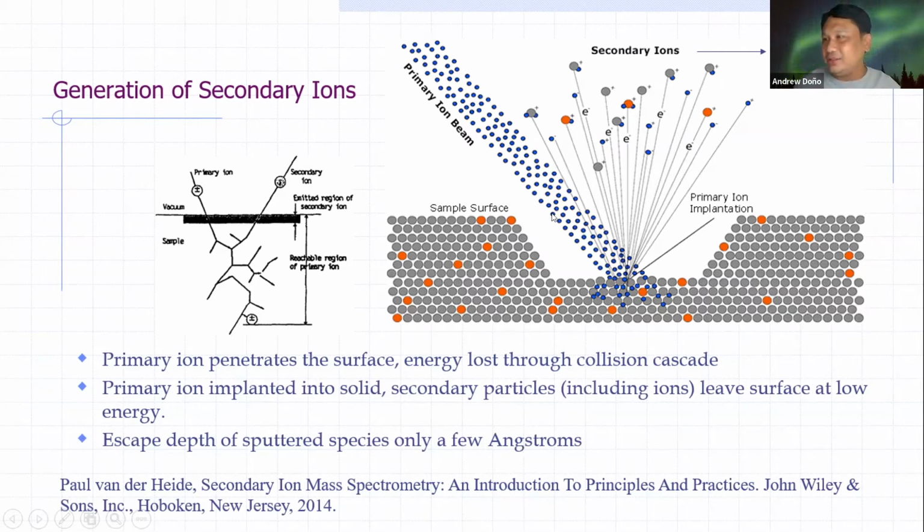Okay, so the important phenomenon here in the generation of secondary ions is the sputtering phenomenon, but it is a complicated phenomenon according to the book of Paul van der Heide. So if you want to study the details of the sputtering phenomenon, you can check the book of Paul van der Heide.